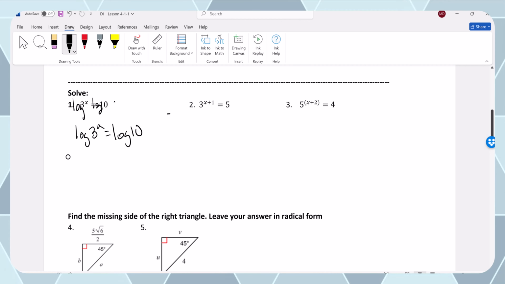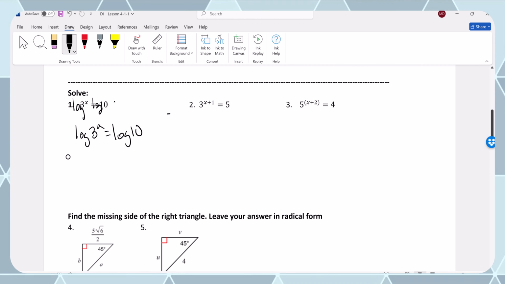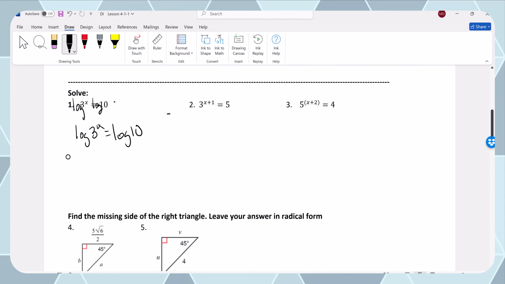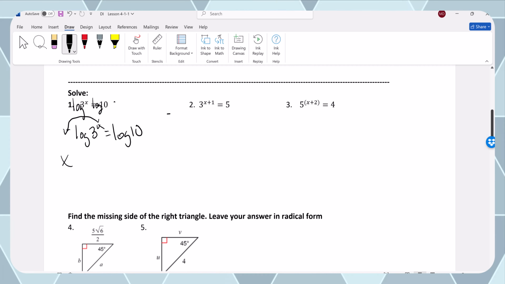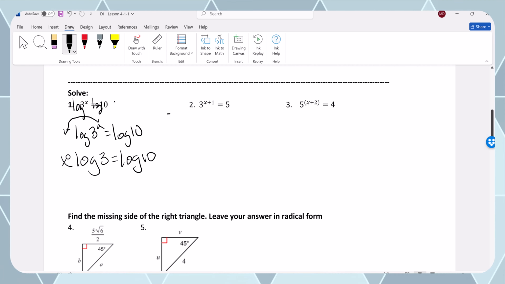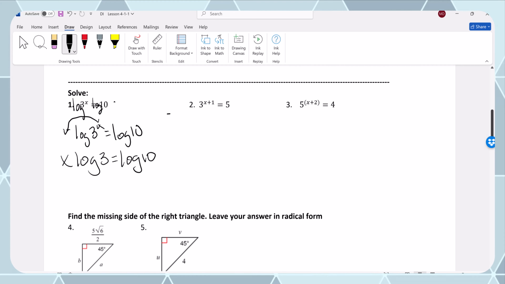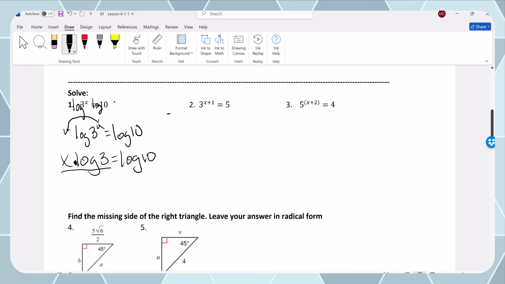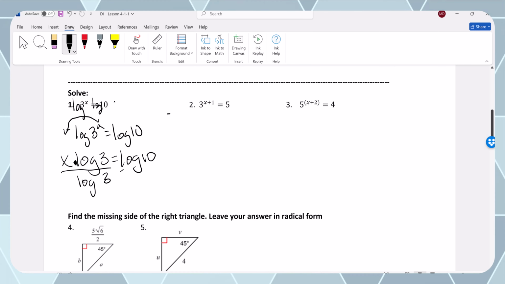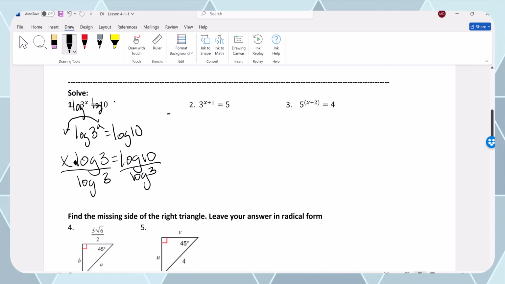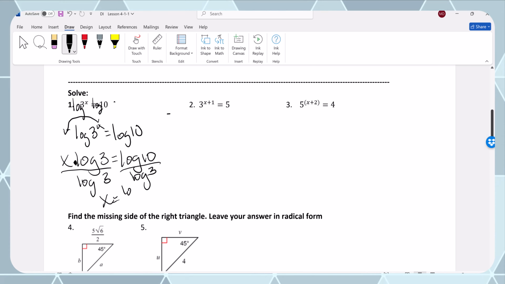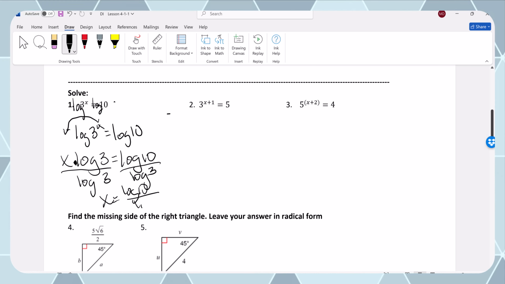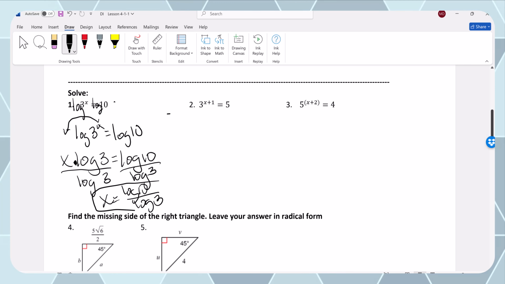Then, once it's a log, that rule that we learned in the lesson, the exponent inside of a logarithm, you can move to the front. Now, I can just solve it. So this is x times log 3. So divide both sides by log 3. And so x equals log 10 over log 3. And you can leave it like that.